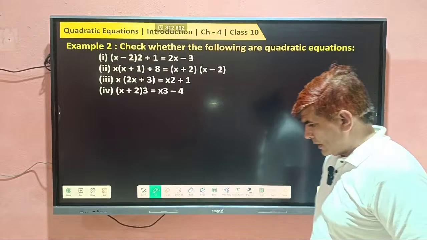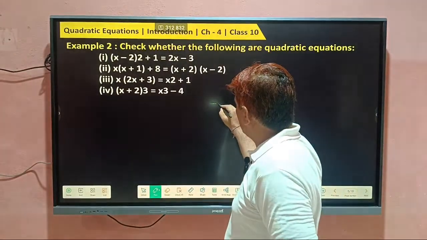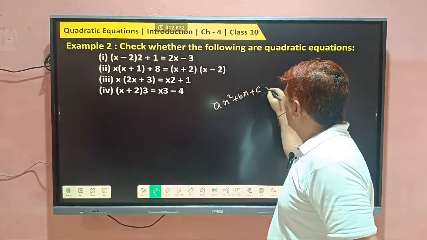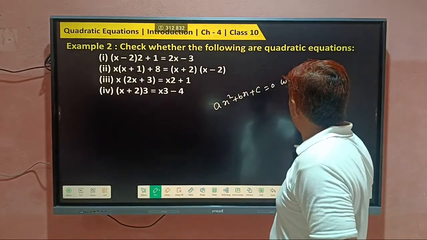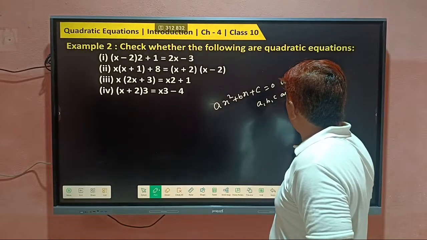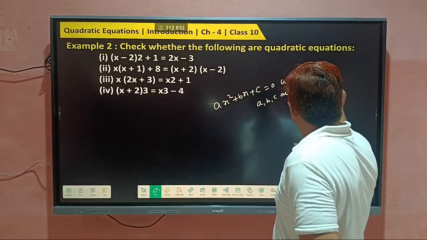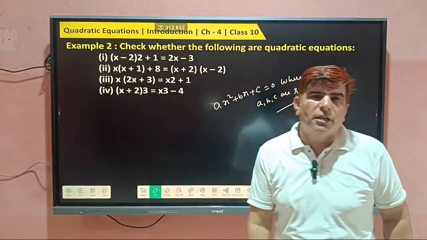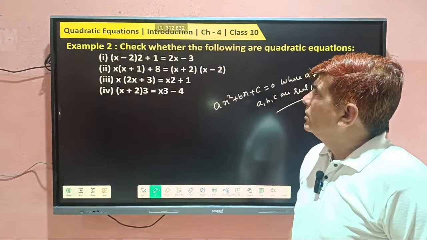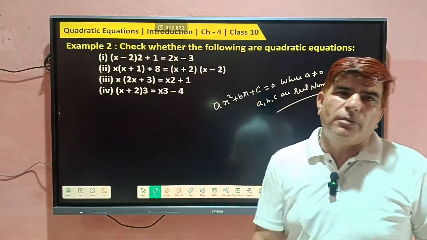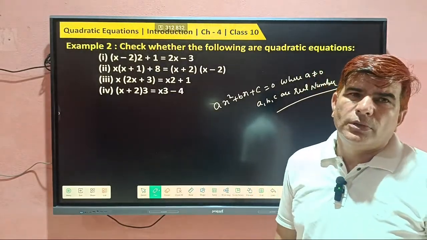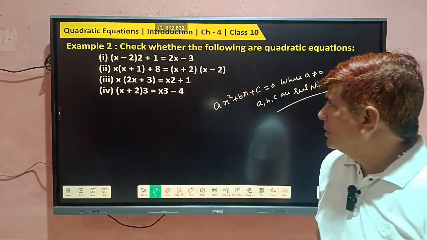So you know, once again I can repeat, this is the standard form: ax square plus bx plus c equal to 0, where a is not equal to 0 and a, b, c are real numbers. This is the definition of the standard form of the quadratic equation. And I already told you what a quadratic equation is. If the highest power of the variable in an equation is 2, then that equation is known as a quadratic equation.